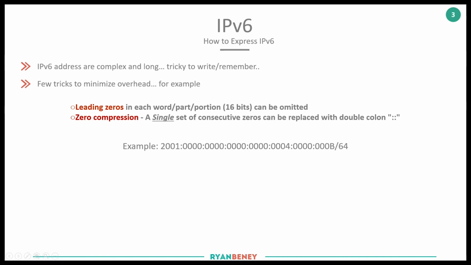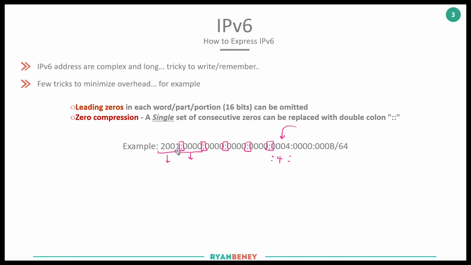Here's an example of an IPv6 address all written out. So it's long-handed, and we can see that each of these are obviously going to be our 16 bits. They are broken up by these colons. And we know that based on rule 1, things like this here can be completely replaced with just a 4.